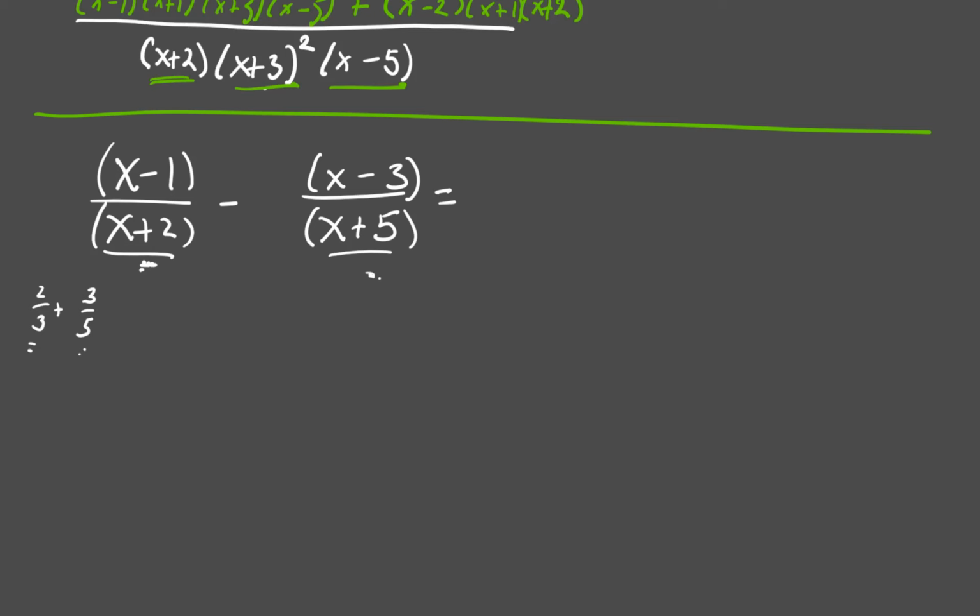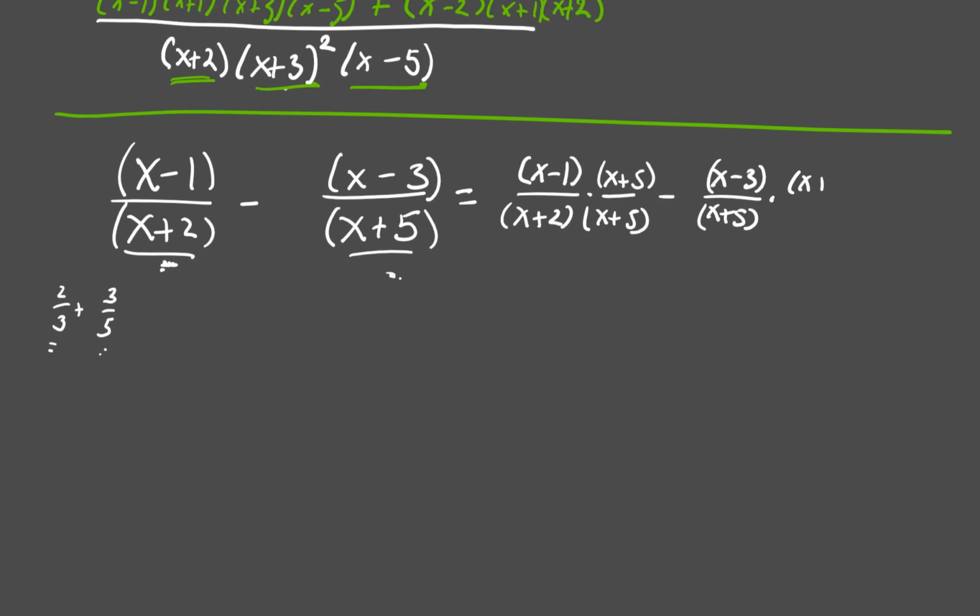So let's write that out. I've got x minus 1. I need an x plus 5 in the bottom and the top, so we'll multiply by x plus 5 over x plus 5. We're going to subtract from that. I've got the x minus 3 over the x plus 5. What I need on this one is the x plus 2, so we'll multiply it by x plus 2 on the top and the bottom. And now we'll expand this one out.